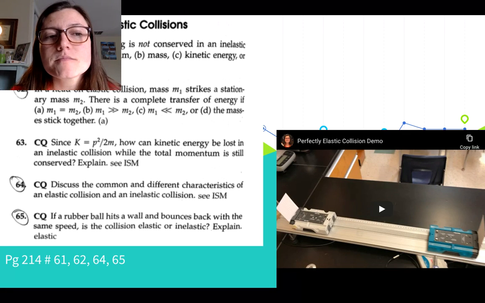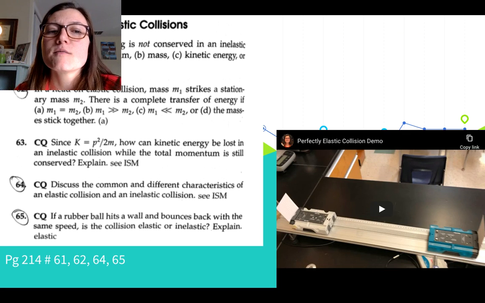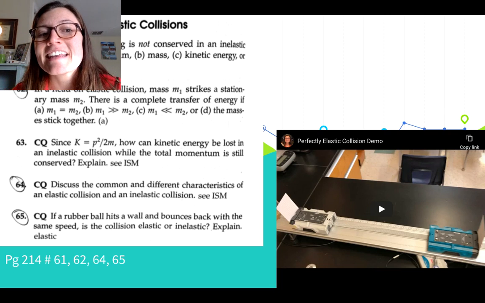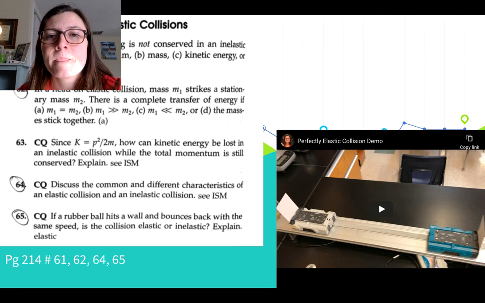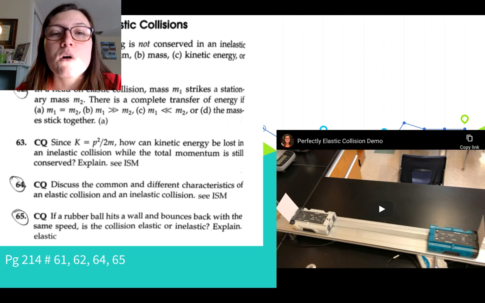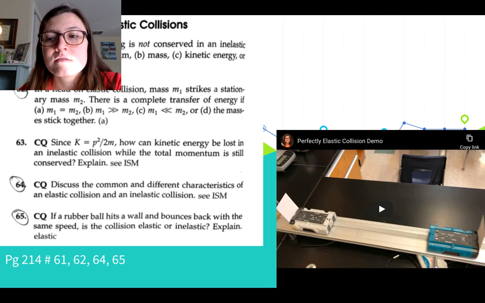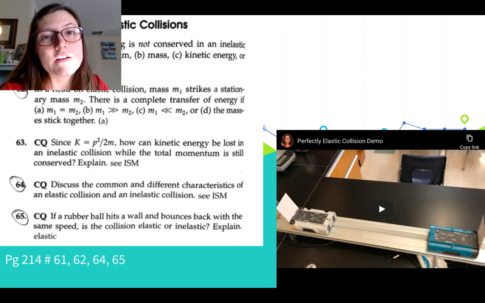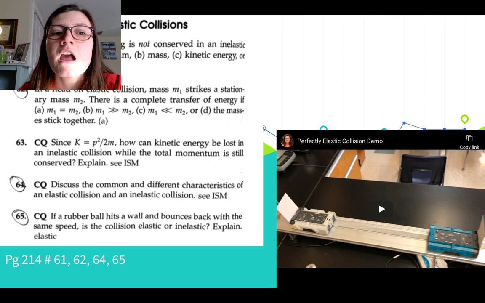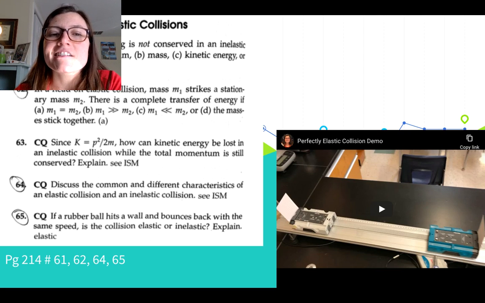Number 61 asks, which of the following is not conserved in an inelastic collision? A, momentum, B, mass, C, kinetic energy, or D, total energy? Looking at those choices, momentum, we know, is always conserved in all collisions, so that cannot be the answer. Total energy is conserved throughout the entire universe, so that can also not be the answer. Momentum and total energy are always conserved. So our choices are mass and kinetic energy.